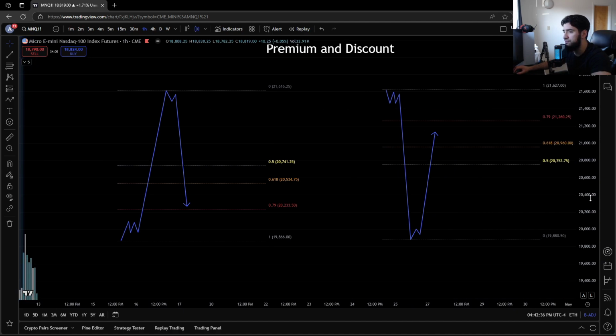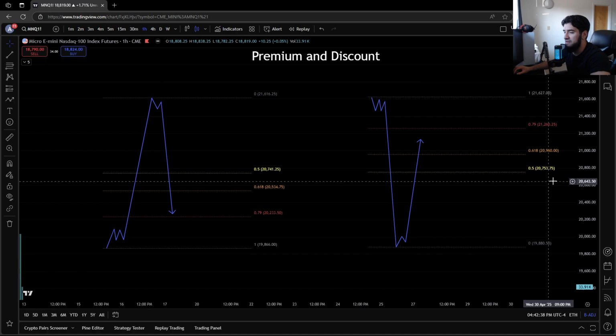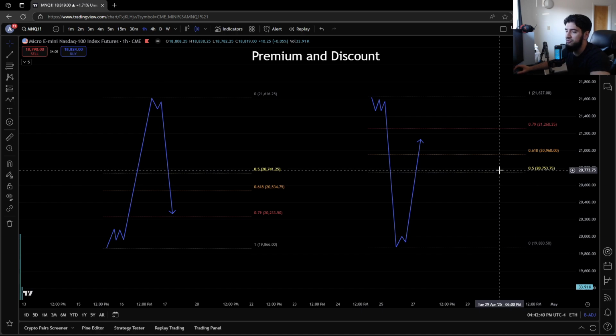Same thing for a seller. Once price hits the 0.5 level, it means the 50% retracement is now done.